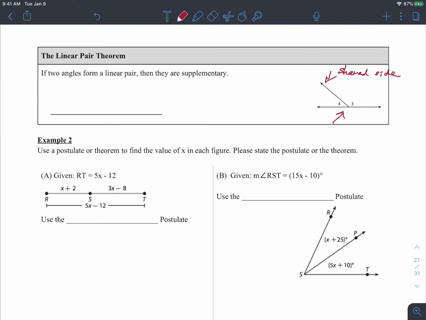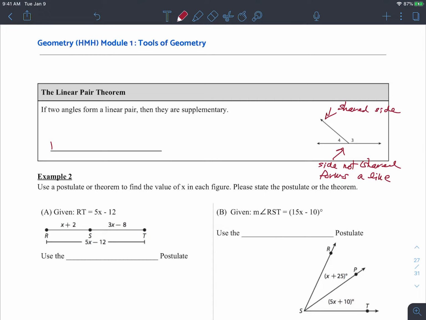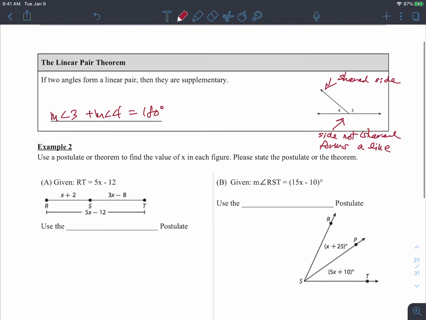And then the non-shared sides form a line. So all that was implied in that sentence. And if that happens, then those two angles are supplementary. But what does it mean to be supplementary, guys? The measure of angle 3 plus the measure of angle 4 has to equal 180 degrees. Okay? So this would be more of an example. All right, let's do an example, guys.